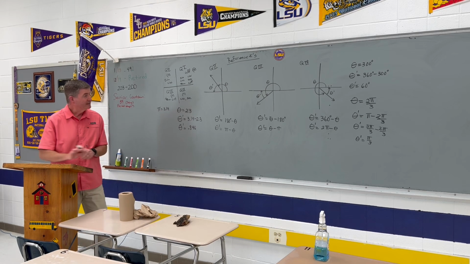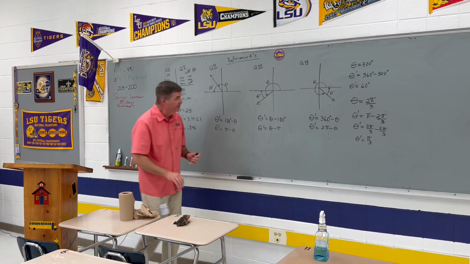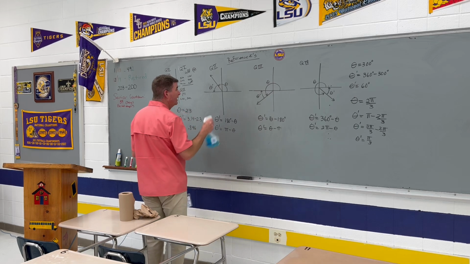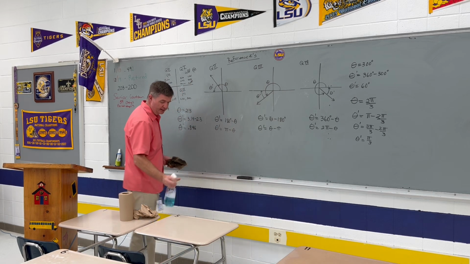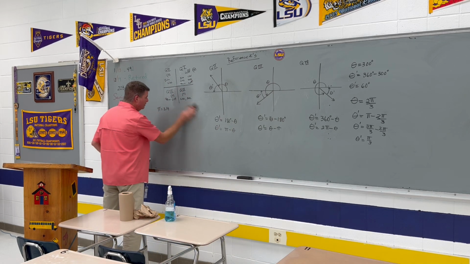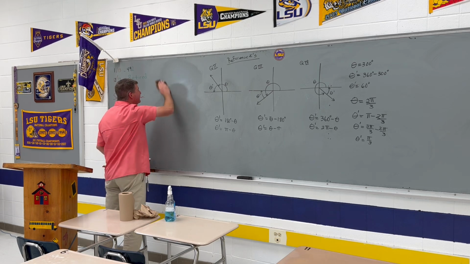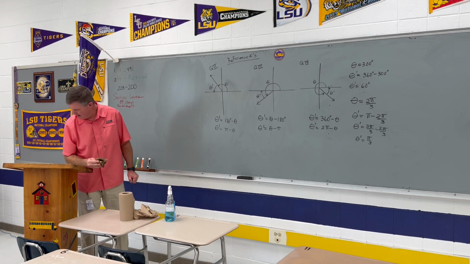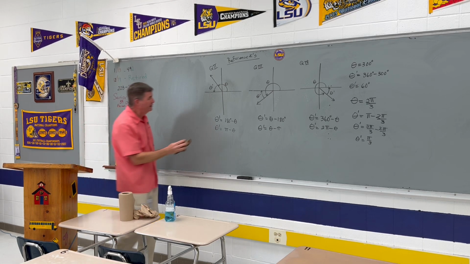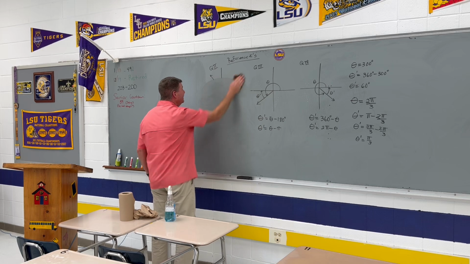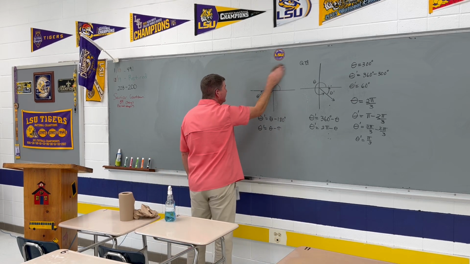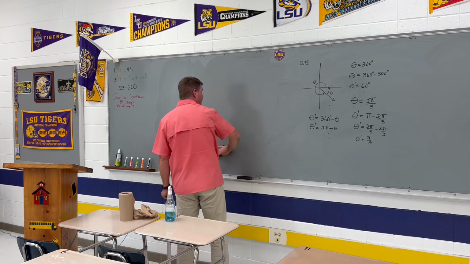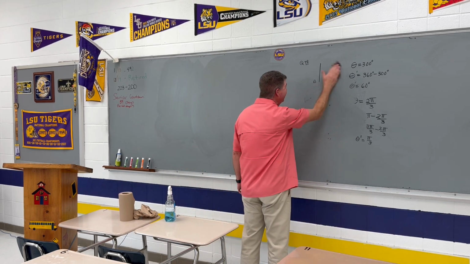Now we can get more specific in using all of the information that we've been given to find specific answers. For instance, suppose they want us to find the cosine of 4 pi over 3. The cosine of 4 pi over 3. Well, I'm going to have to draw the 4 pi over 3, and we're going to go from there.